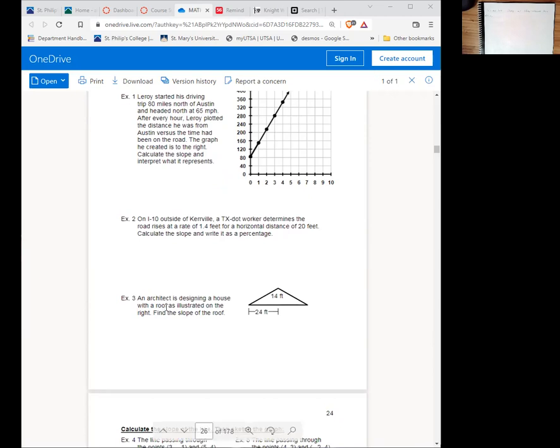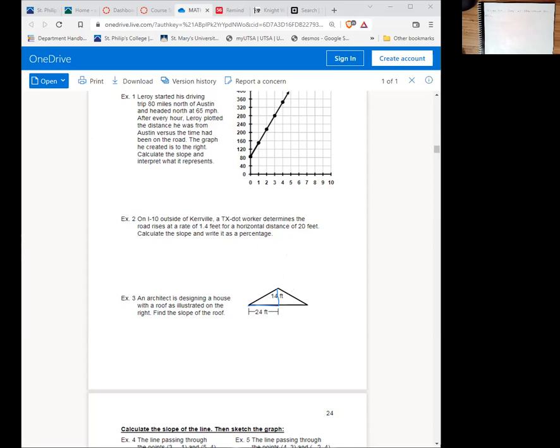So an architect is designing a house with the roof as illustrated on the right. Find the slope of the roof. So we have a height, it appears, of 14 feet. That's what I'm understanding. And then we have a distance from here to here of 24. So the rise is going to be 24. I mean, the run is 24 and the rise is 14.